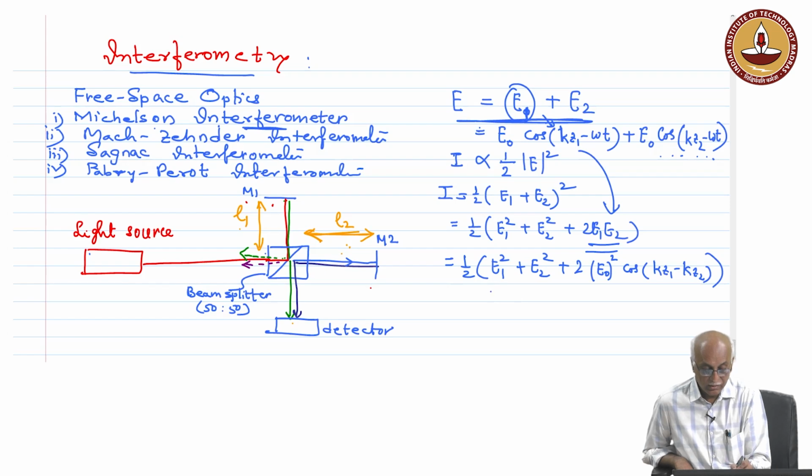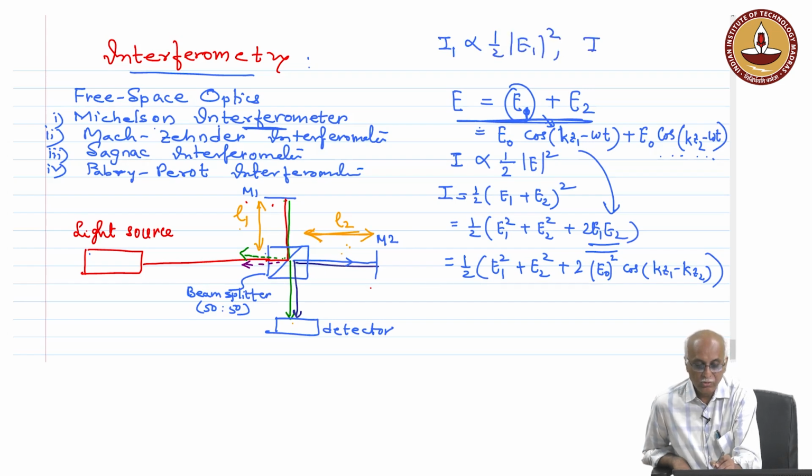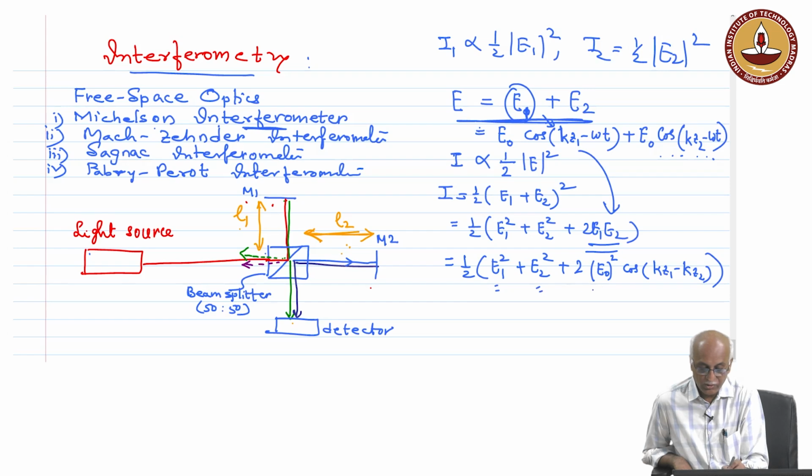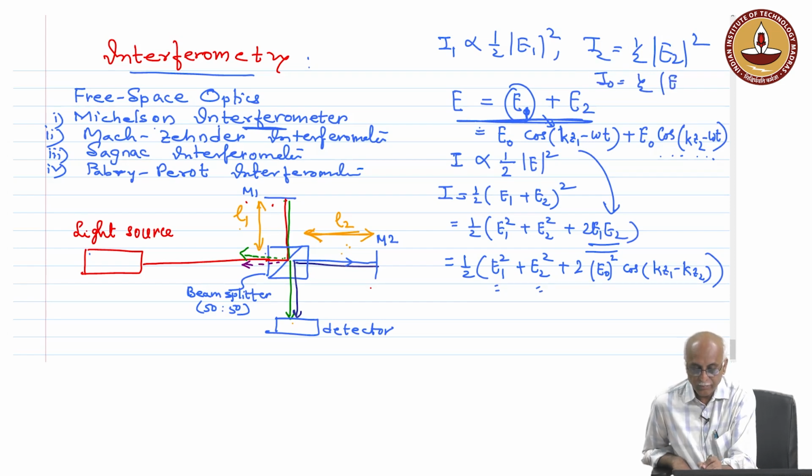And we know that I1 is proportional to half E1 squared, and I2 is half E2 squared, correct? This also we know. So instead of E1 squared and E2 squared, with I0 as the input intensity, I1 is half of I0 and I2 is half of I0.